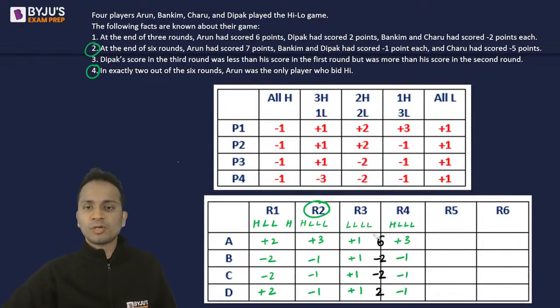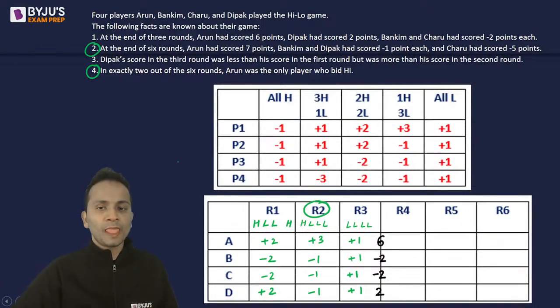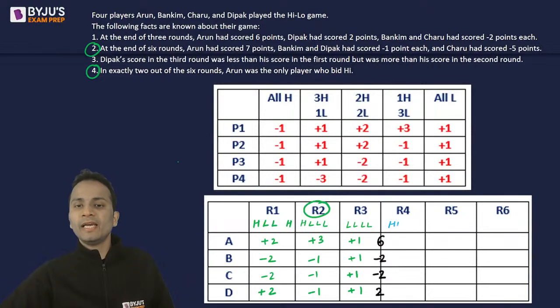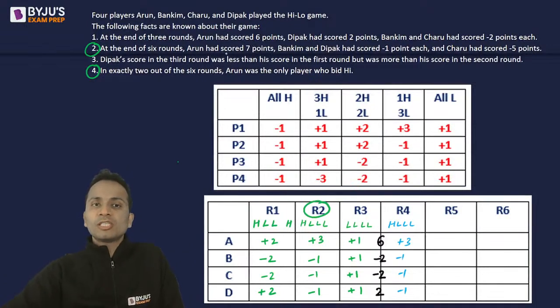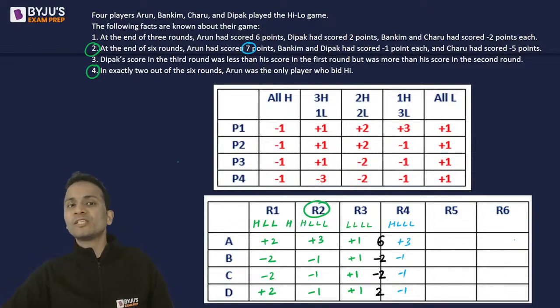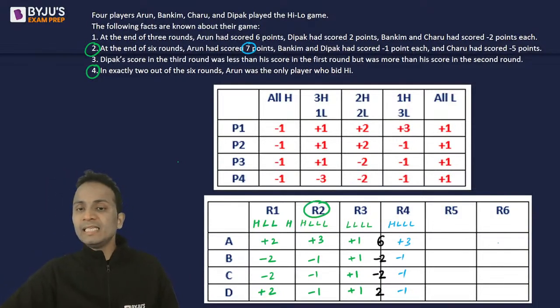Now, for the sake of proper understanding and visibility, I will change the color of the pen. Let's use this color, blue. So Arun will be high, other 3 will be low. Arun will score +3, others will have -1, -1, and -1. Now reading point number 2, at the end of 6 rounds, Arun had scored 7 points. At the end of 3 rounds, Arun's score was 6, and at the end of 6 rounds, his score is 7. So that means in these 3 rounds, he has just gained 1 point.